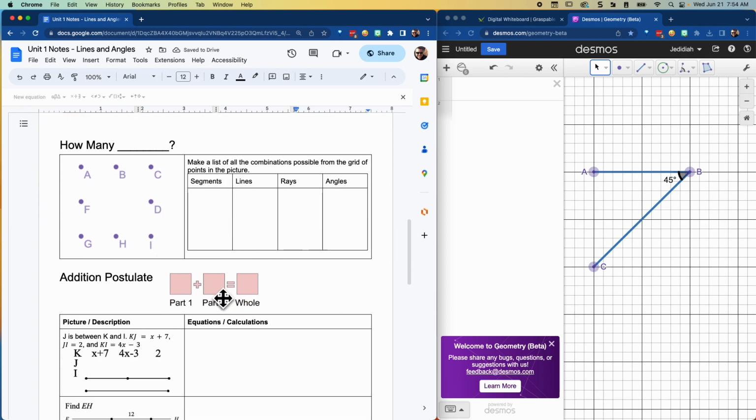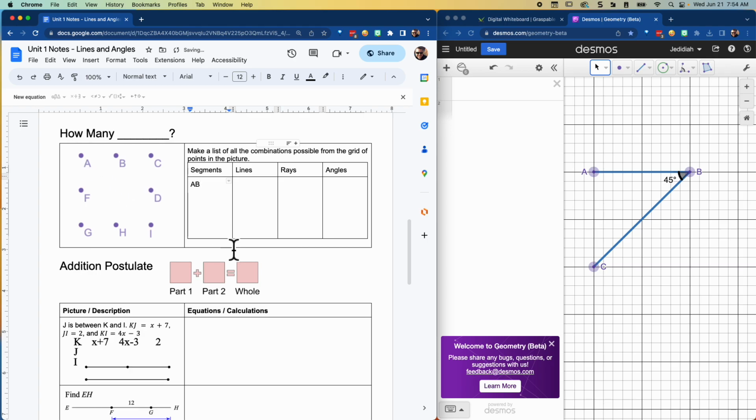Okay, now let's take a look at this picture, and this is actually going to be something I want you to add to your notes based on an activity we do in class. But the idea is, what segments do you think you could create? Well, I could connect A and B, and now I have segment AB. Is there any other kind of things? Well, I could have line AB. Could I have ray AB? Yeah, I could. Could I have angle AB? No.